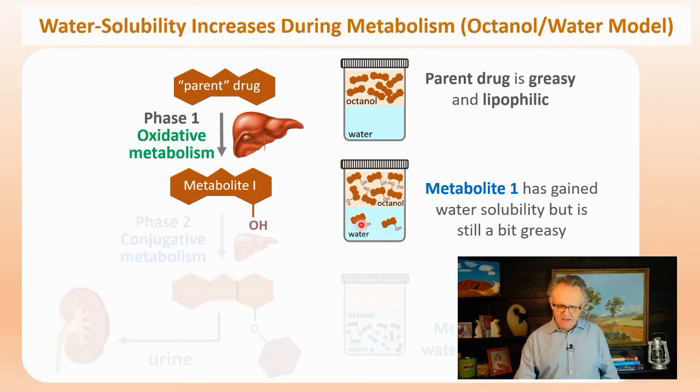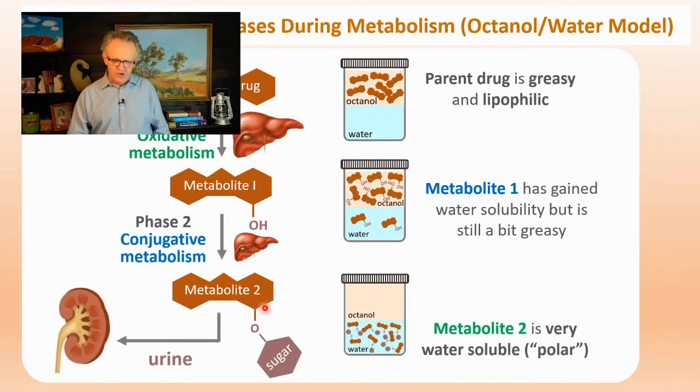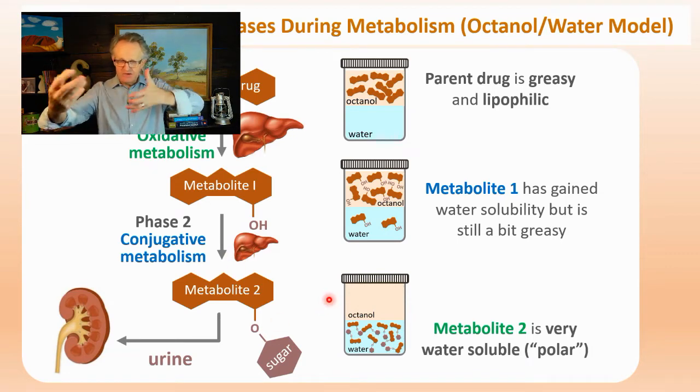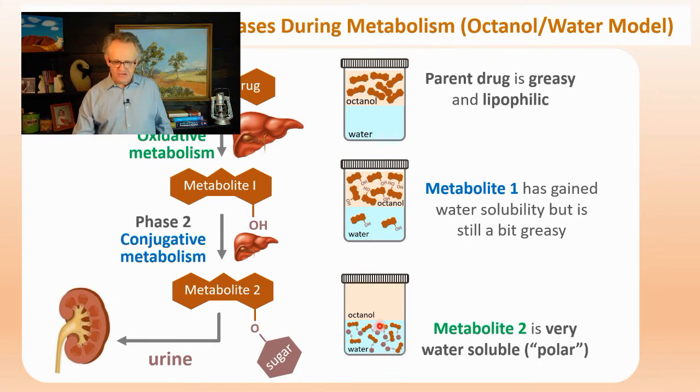But then after the drug has the sugar molecule attached in a phase 2 conjugative reaction, also carried out in the liver, this is where we see a huge gain in water solubility because of all that hydrogen bonding between the sugar molecule and the water molecules. This is a highly water-soluble substance. So now this is usually entirely hydrophilic and there's very little drug left in the octanol layer. Okay, so this is the goal of metabolism then, because once this metabolite acquires this high degree of water solubility, it's then ready to be eliminated in the urine by the kidneys.